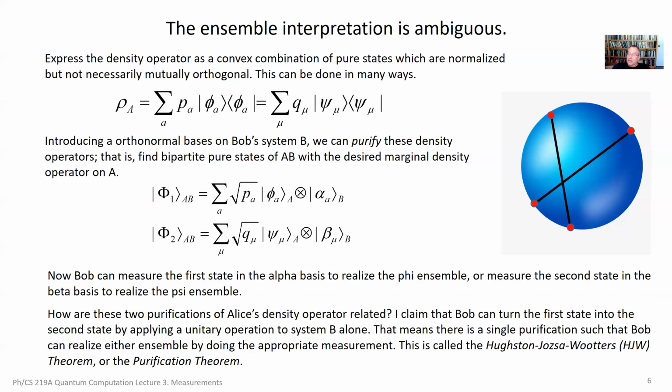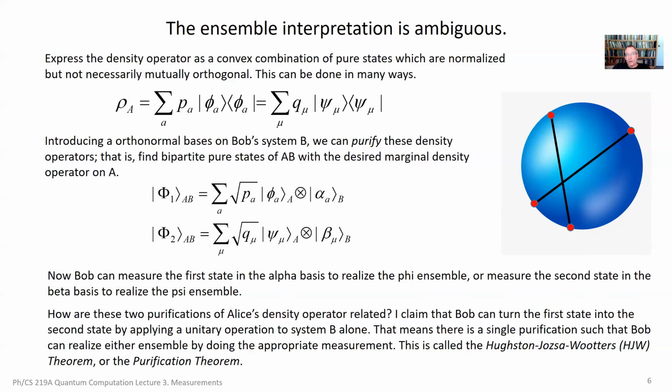So actually what that means is that there's a single purification of A, a pure state of system AB, such that Bob can measure in either one of two bases. And in one case, he'll be realizing the ensemble phi A with probability PA. And when he does the other measurement, he will be realizing the second ensemble, preparing psi mu with probability Q mu. Because if I can get one state from the other just by performing a unitary for Bob, all he has to do is perform that unitary first and then measure, and it'll be the same thing as the description I gave here of measuring in the beta basis in the state phi1. So this statement that there's a single purification such that Bob can realize either of these ensemble representations by doing two alternative orthogonal measurements just on system B, this is called the Hughston-Jozsa-Wootters theorem, or sometimes just the purification theorem.